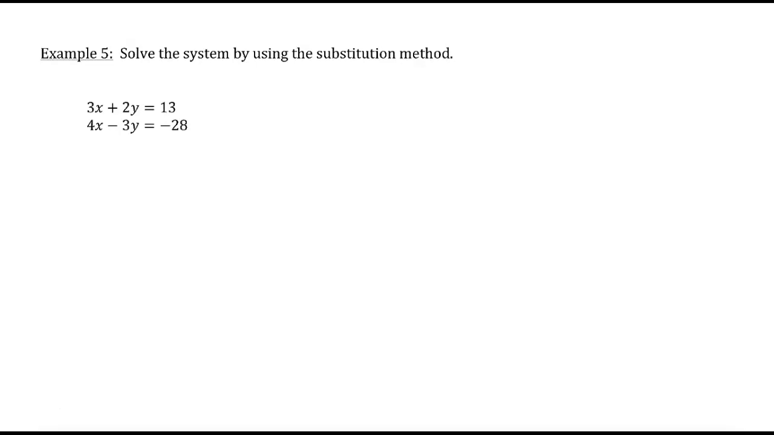So it's dealer's choice which variable we want to solve for in which equation. Let's simply take our first equation and solve for y. We'll subtract 3x from both sides, giving us 2y equals negative 3x plus 13. Dividing everything through by 2, we have y equals negative 3/2 x plus 13 over 2.